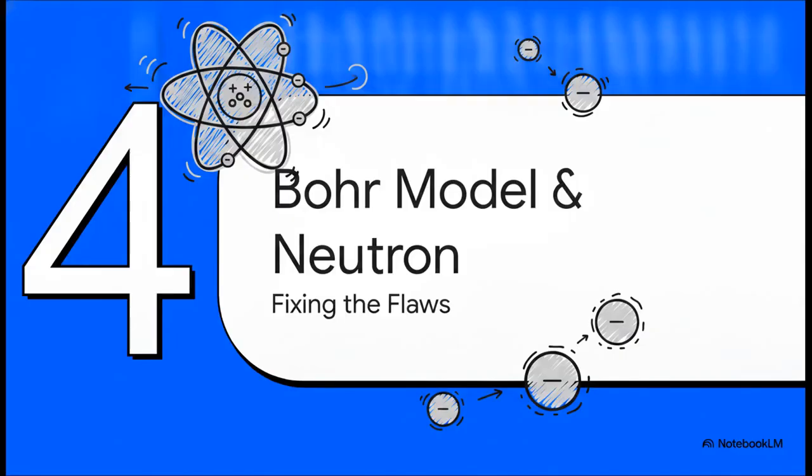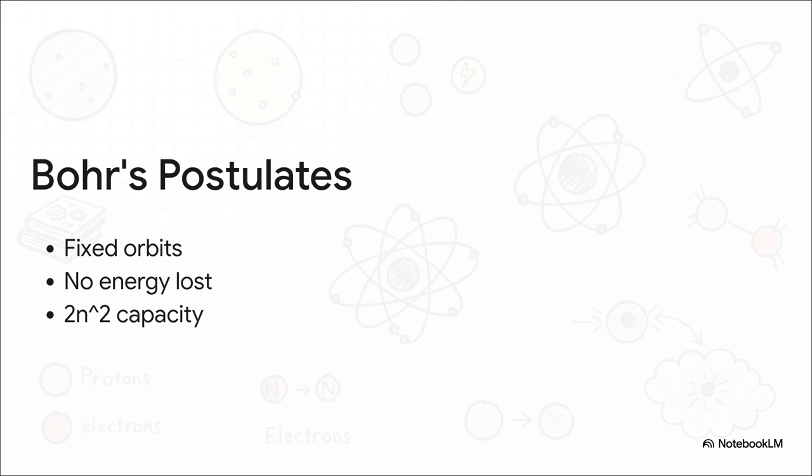Chapter 4, Bohr Model and Neutron. So how exactly do we fix this collapsing atom problem? Well, we turn to the brilliant solutions provided by Niels Bohr and, just a bit later, James Chadwick. Niels Bohr stepped in and asked a great question. What if electrons don't just move randomly? What if they're locked into specific fixed circular paths, kind of like tracks, called stationary orbits or shells? He labeled them K, L, M, and N as you move outward from the nucleus.